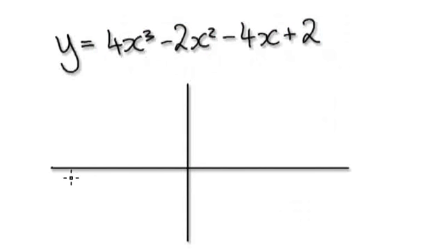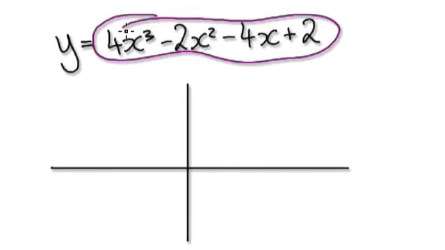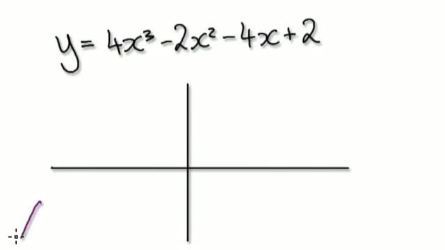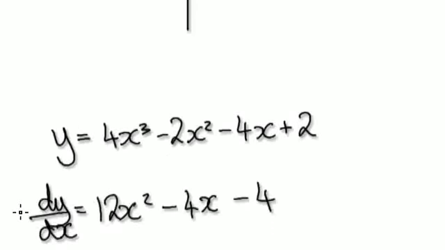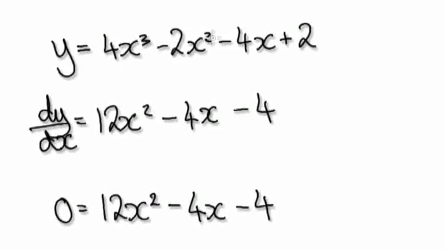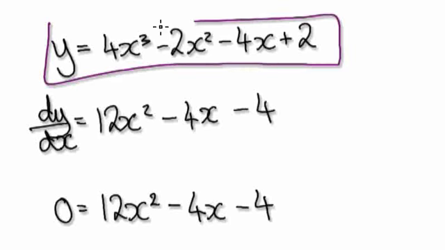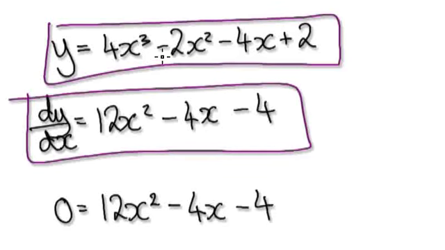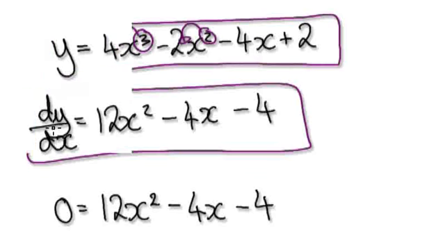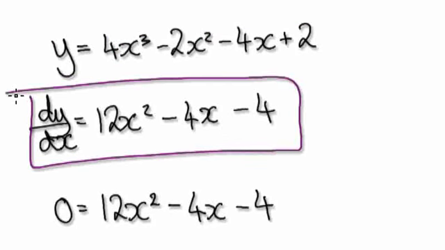Anyway, do whatever you want. Your job is to find out the two turning points of this equation. So press pause and have a go. Okay, so given y equals this thing here, differentiate it. So dy by dx will be this. Remember, this gets multiplied down here, this gets multiplied down here. So dy by dx will be given by this.